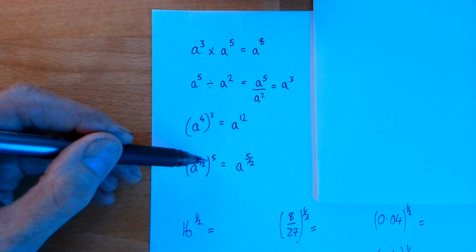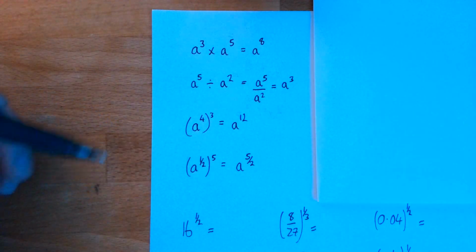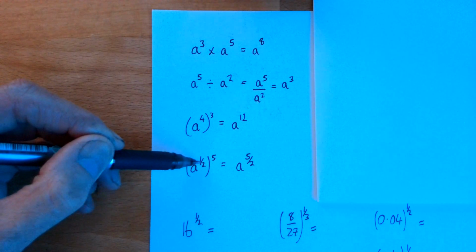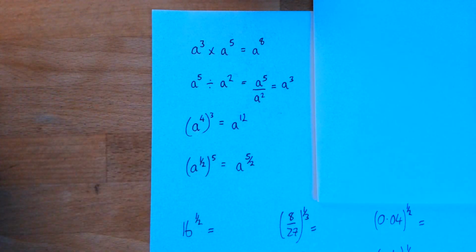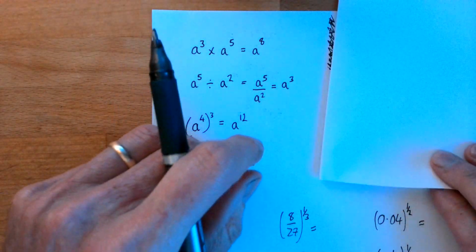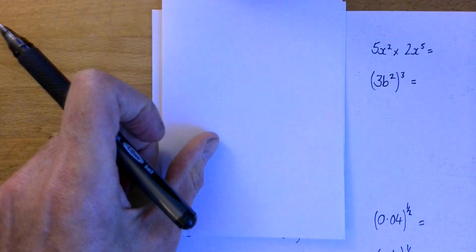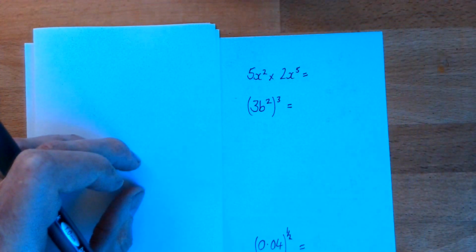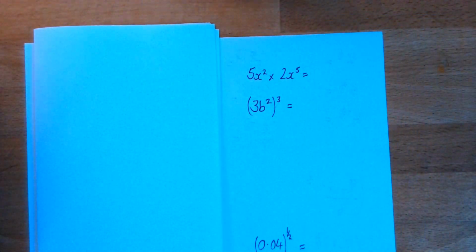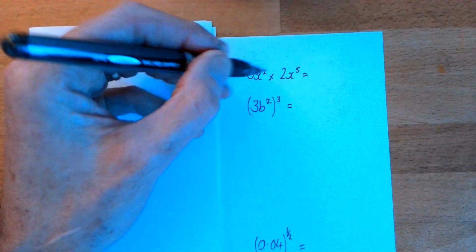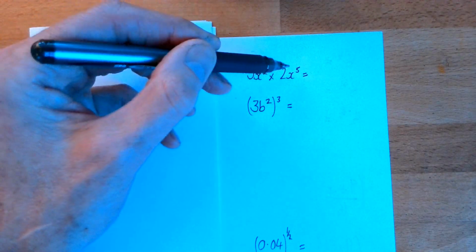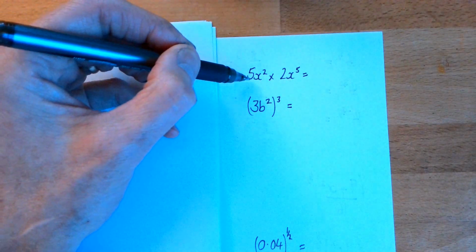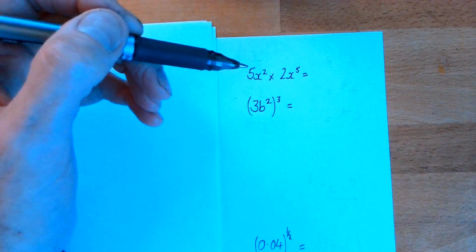And that even applies when you're dealing with fractional indices. So a to the power of a half, to the power of 5, is 5 times a half, which is 5 over 2, or a to the power of 2.5. And that applies when you have algebra in there as well. The only difference is that we've got coefficients, and those coefficients are not squared or to the power of 5. It's just 5 lots of x squared and 2 lots of x to the power of 5.